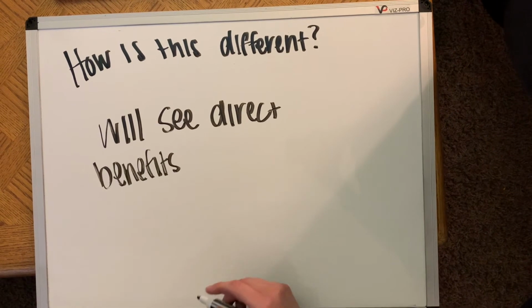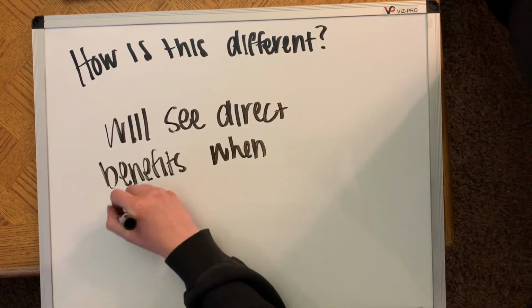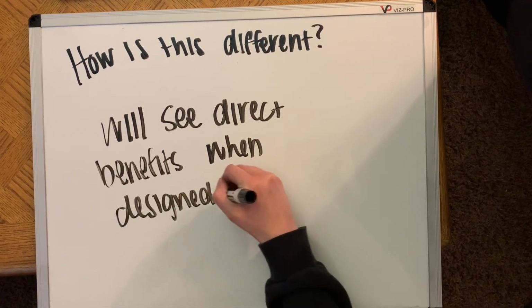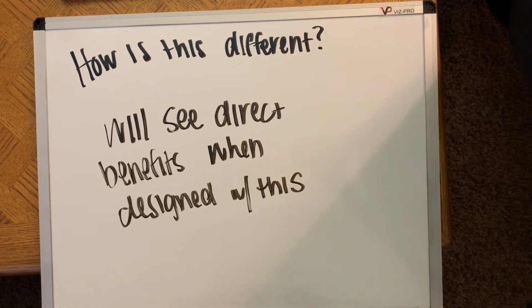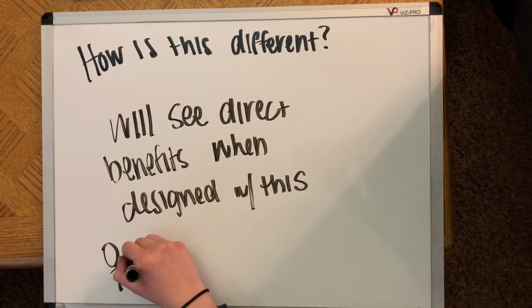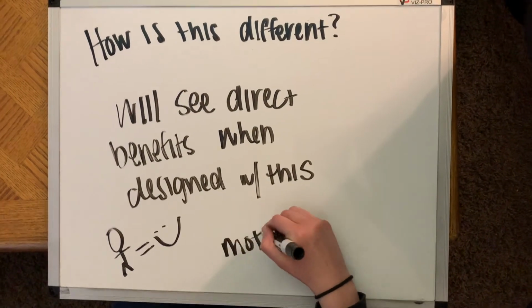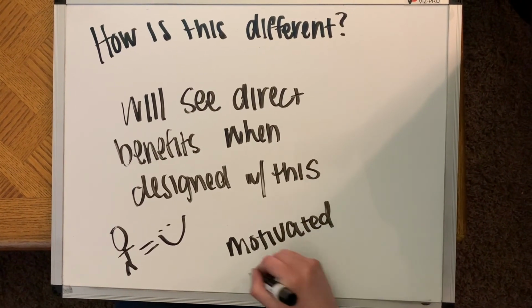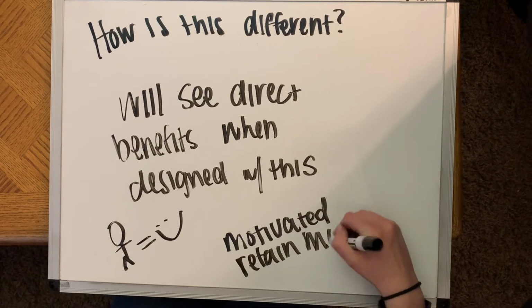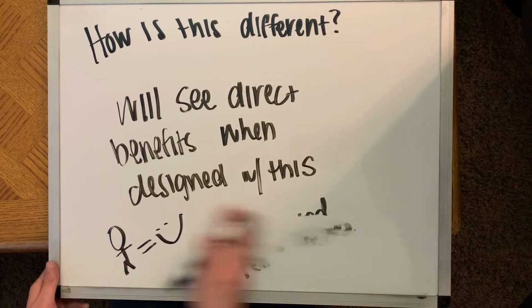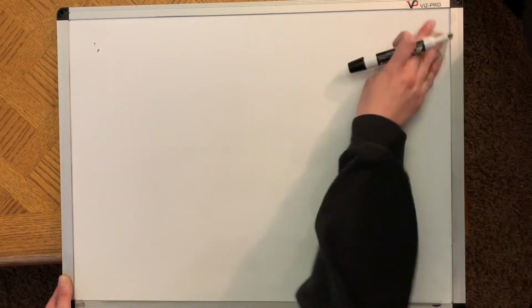When you include these parts in your business, you will see a direct benefit when designed around how IO-Psych has come to be. Your employees are going to be happier, they're going to be motivated, their well-being is going to be better, they're going to be effective, and they're going to retain more.